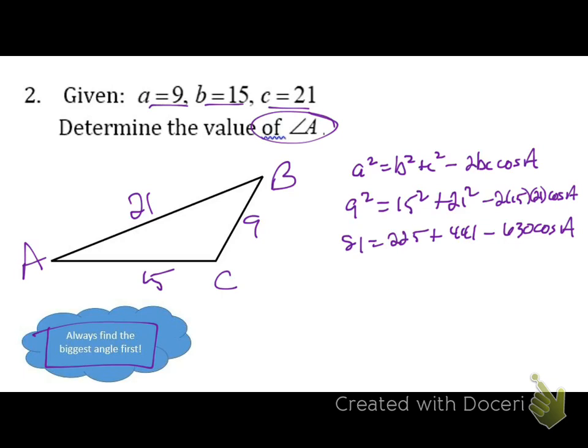Now we have to work on getting cosine of A by itself, okay? So we're going to combine these like terms. We get 81 equals 666 minus 630 cosine of A. Okay? Now, classic mistake that you're not going to make, and I'm a little afraid to point it out, but we're not going to subtract 666 minus 630. We can't do that because 630 is attached to that cosine. Okay? So don't do it. Instead, we have to subtract 666 from both sides.